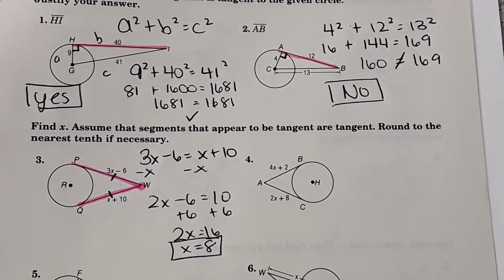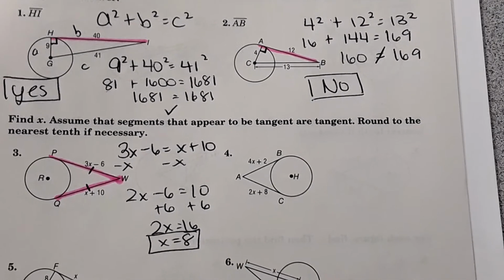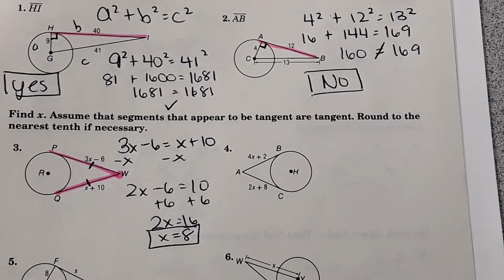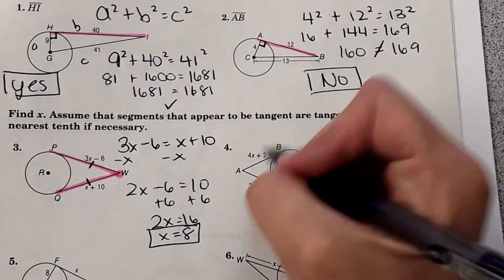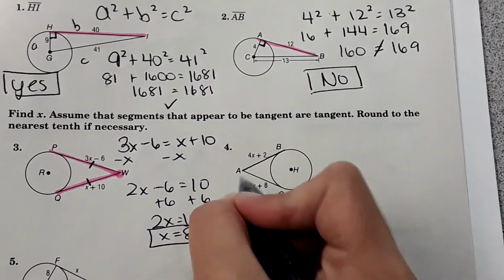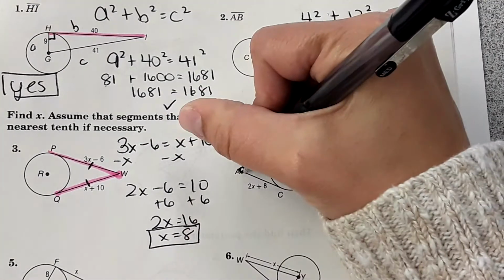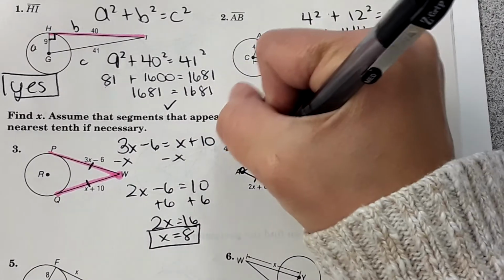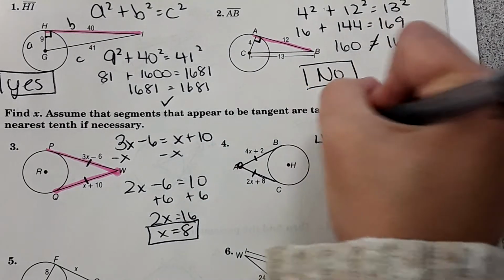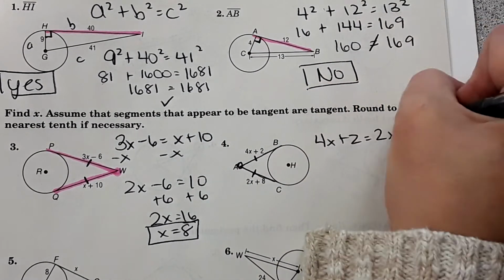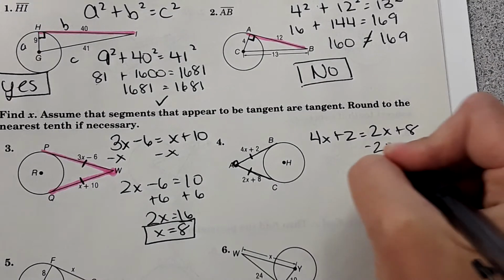Number 4. Number 4, same idea. These are assumed to be tangent lines, and if two tangent lines are from the same external point, then their length is equal. So 4x plus 2 equals 2x plus 8. And we can solve for x.